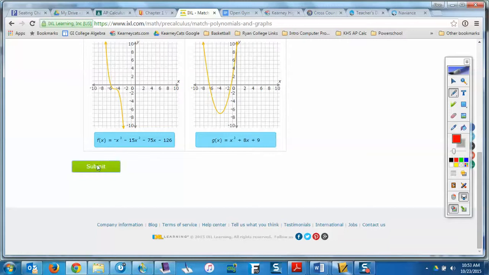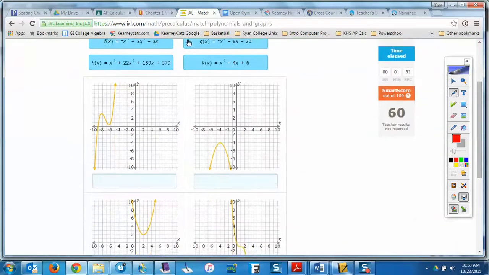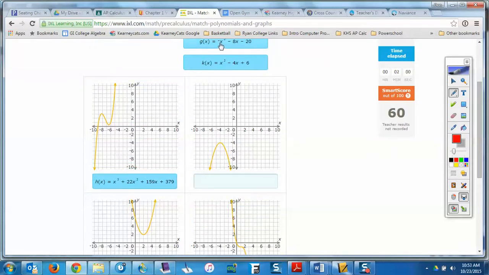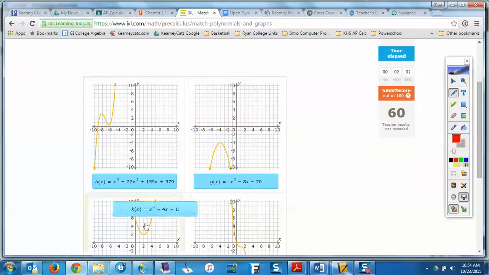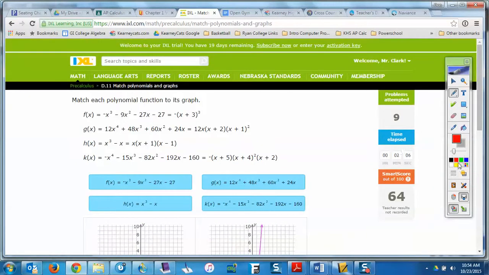I do have something I want to get to here. There's a reason I'm doing these, so they probably seem really easy. But let's see, would this be an x cubed? This would be a negative x cubed, negative x squared, positive x squared. Okay, here's what I wanted to show you.